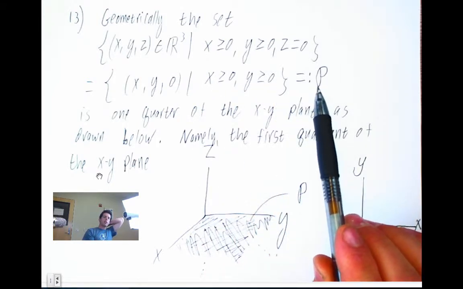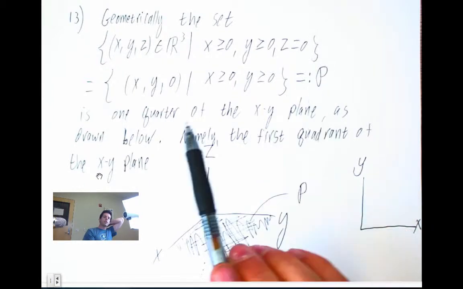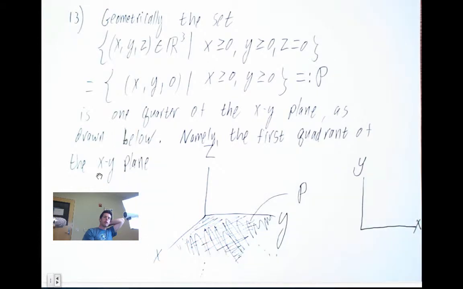Since I think it's like a plane, I'm going to call it P, so I can label it in a drawing later. And I say, is 1/4 of the xy plane, as drawn below. So this is 1/4 of the xy plane, and then I didn't feel very comfortable with that description because I know of a better way to describe it.